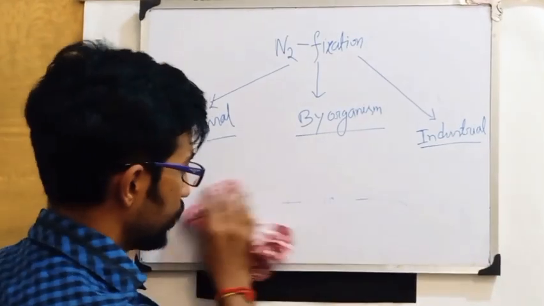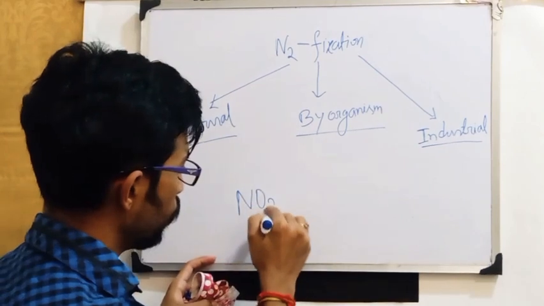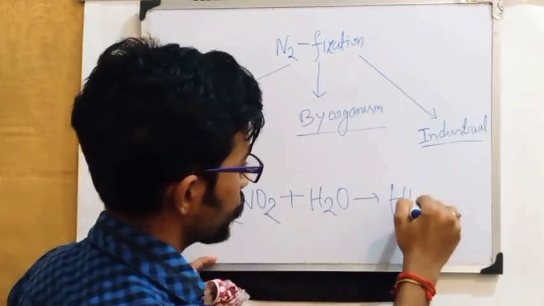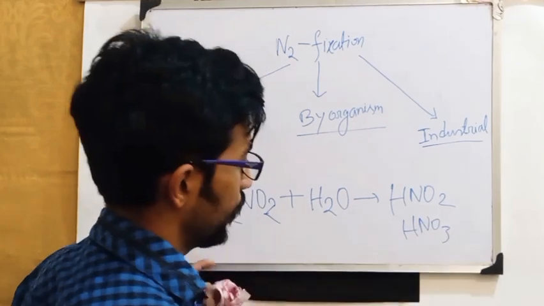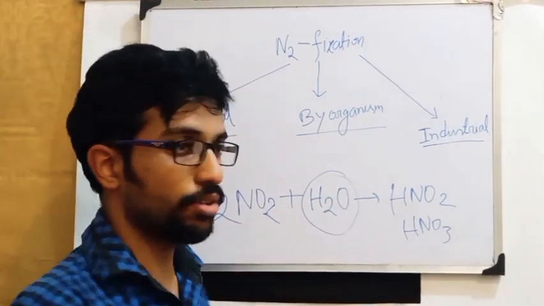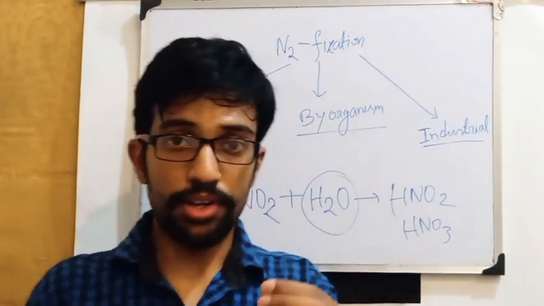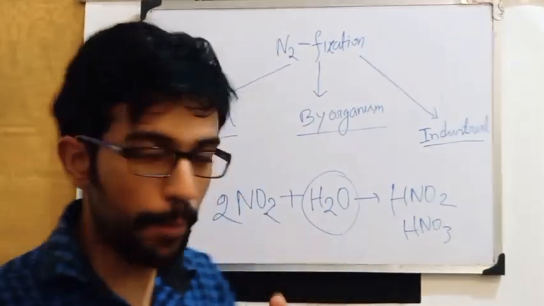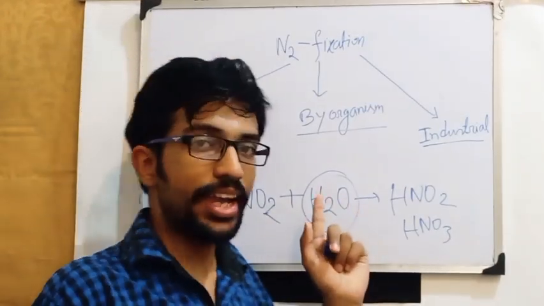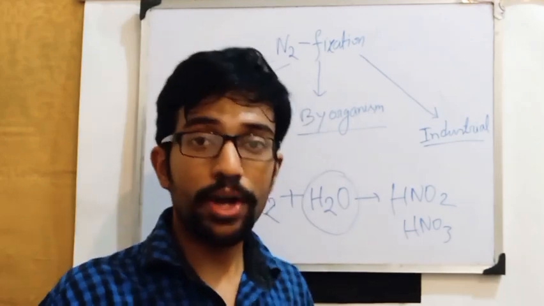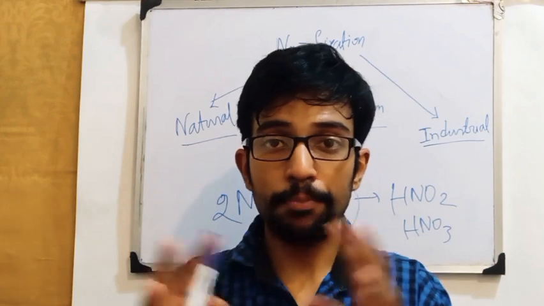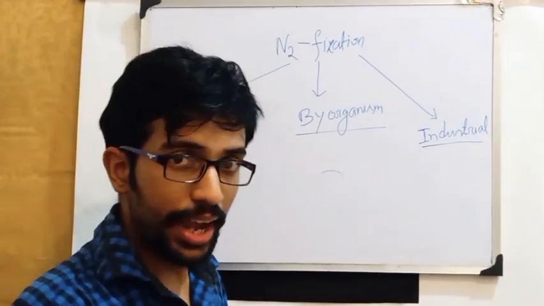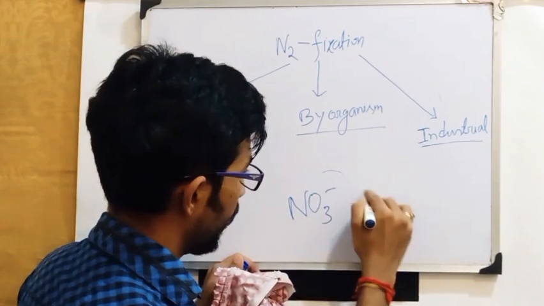And this nitrogen dioxide, NO2, reacts with water and forms HNO2 and HNO3. So from where do we get this water? This water is present in the clouds, in the atmosphere. Okay, the water vapors react with this nitrogen dioxide and form HNO2 and HNO3. These HNO2 and HNO3 come to the earth with the help of rain and are fixed in the soil in the form of nitrite and nitrate ions.